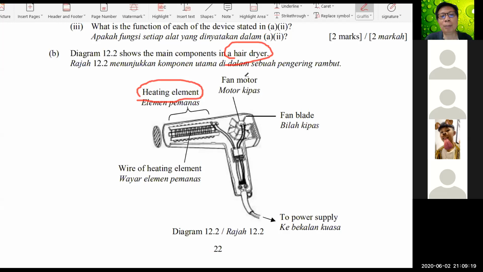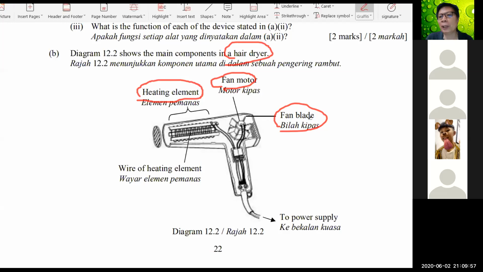So fan motor, this fan is very important. The fan is to blow the heating element's hot air outside. The fan motor must be very powerful. Powerful means can produce stronger wind, understand? Then fan plate. The plate here, how many plates? 1, 2, 3 plates. Normally our house fan also has only three plates.